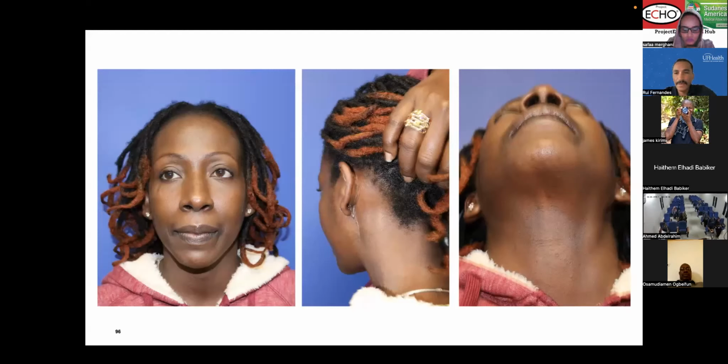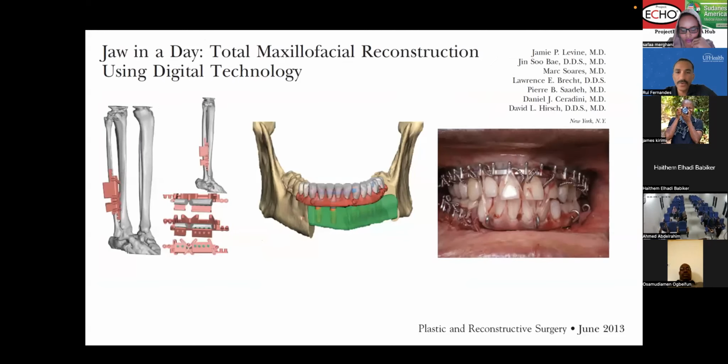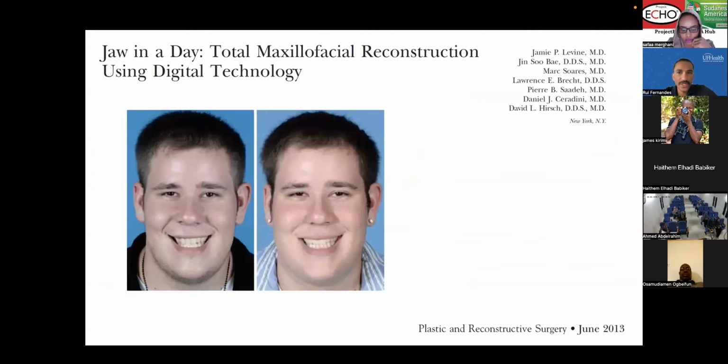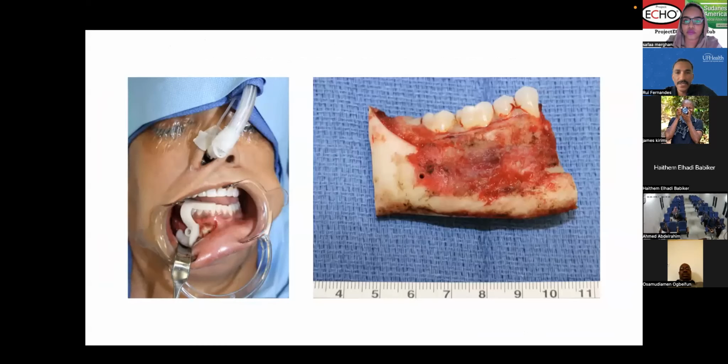But the movement nowadays is to do the whole construct at one go, whether this is referred to as Jaw in a Day, that was published by Dr. Hirsch's group from New York. This was our initial patient many years ago, had a myxoma. I resected it. And then you can see here now placement of dental implants, and then bringing it towards the oral cavity.